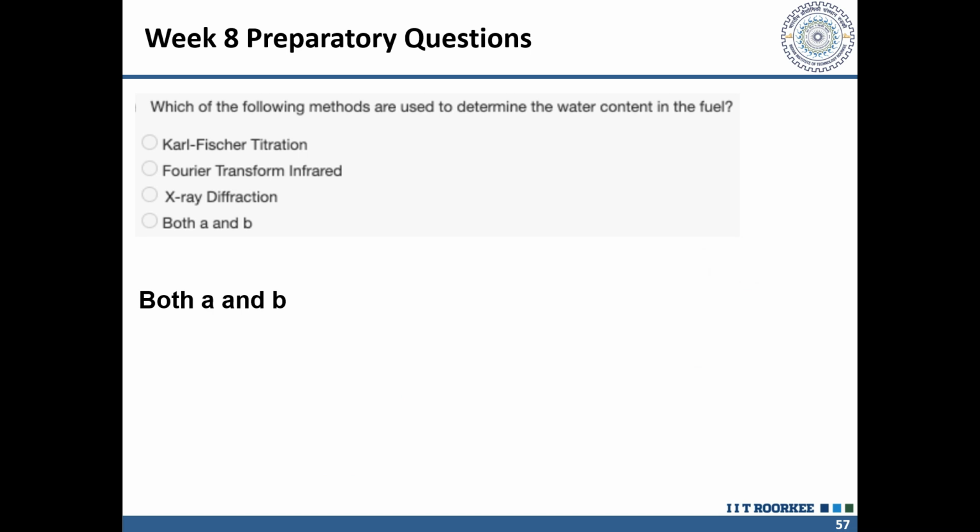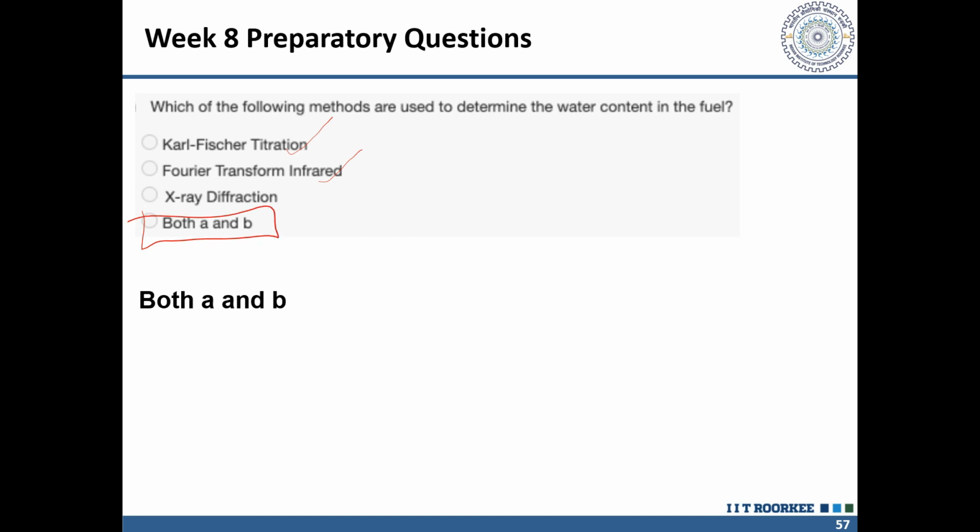Now let's move on to the next question. Which of the following methods is used to determine water content in the fuel? The correct answer for this is Karl Fischer and Fourier transform infrared. Therefore, the answer is both A and B.